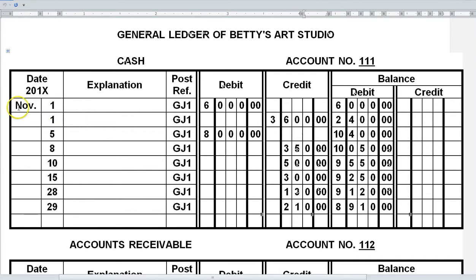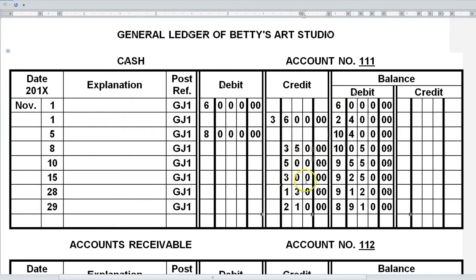So there is, in fact, if you look at your journal on November 1st, from General Journal, page 1, a $6,000 debit to cash that establishes a $6,000 debit balance. And then again on the 1st, there was a $3,600 payment, so that when you credit cash, you reduce. So you subtract the 3,600 from the 6,000 to give you 2,400. There was a cash receipt of 8,000 on the 5th, which adds to the amount of cash, so that you've got a debit balance of 2,400. Adding 8,000 brings it up to 10,400.